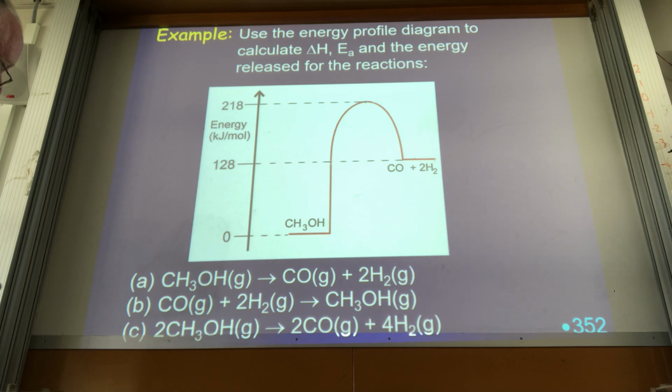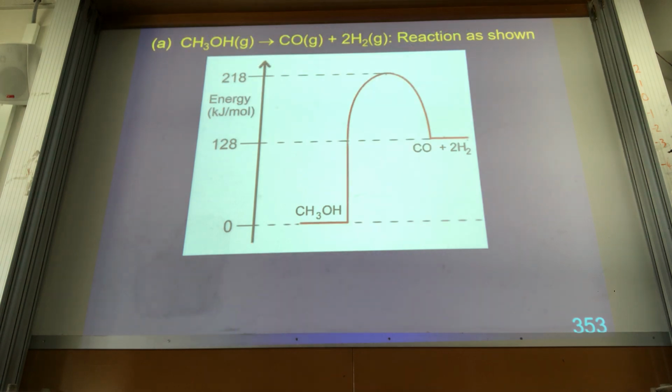Okay, so let's go the other way. Let's use an energy profile diagram to calculate some values for these three reactions. So the first reaction is the reaction in the diagram as listed. B and C mean we've got to change things around a little bit.